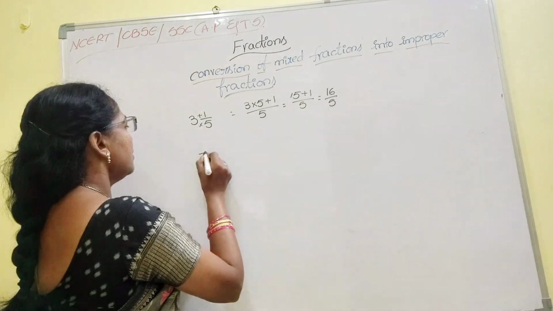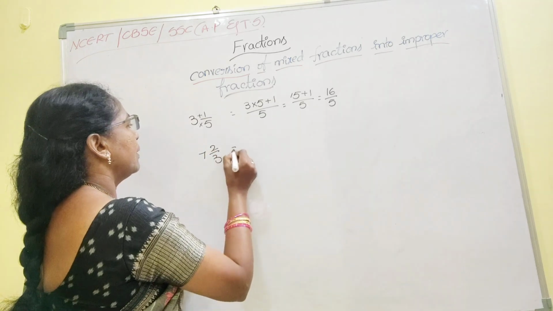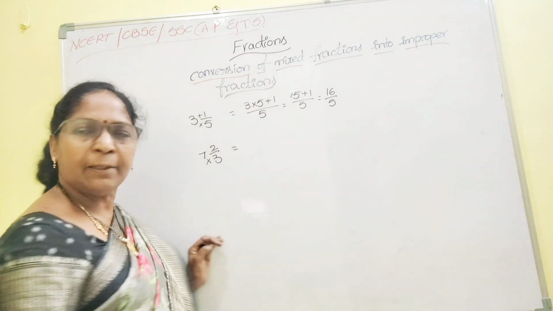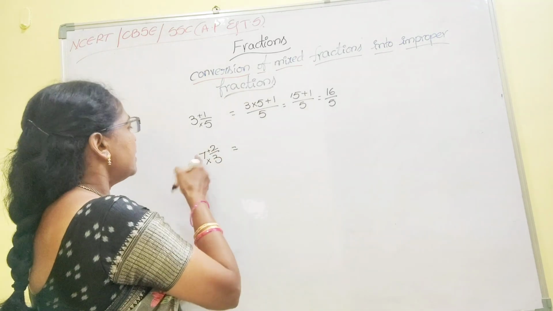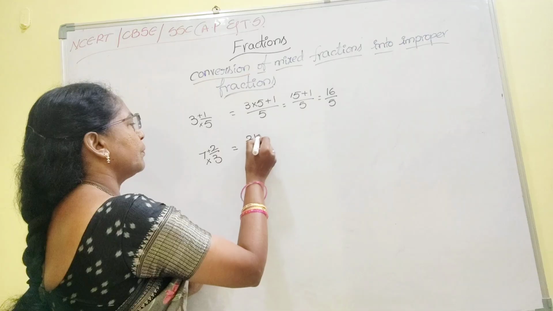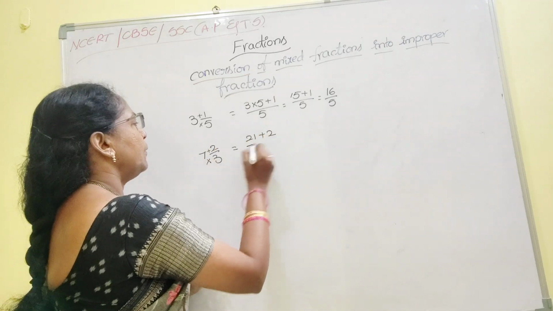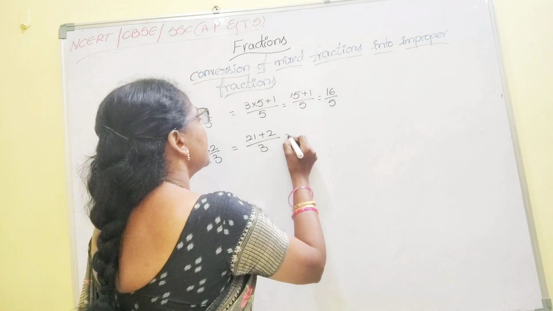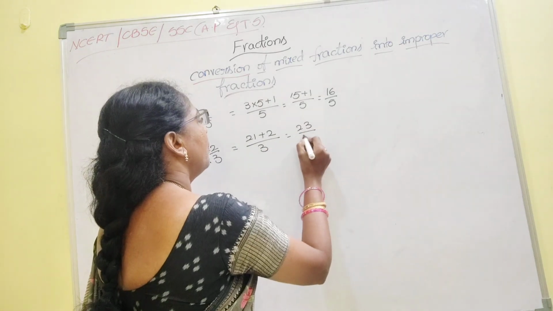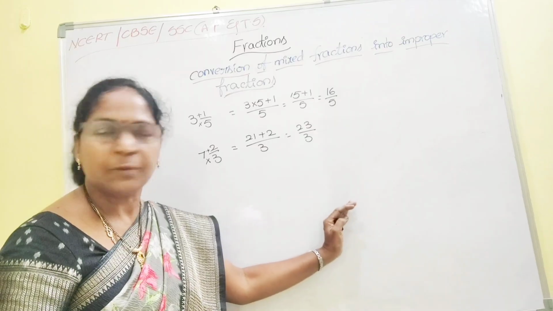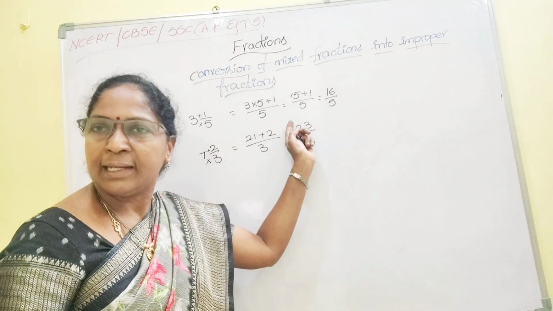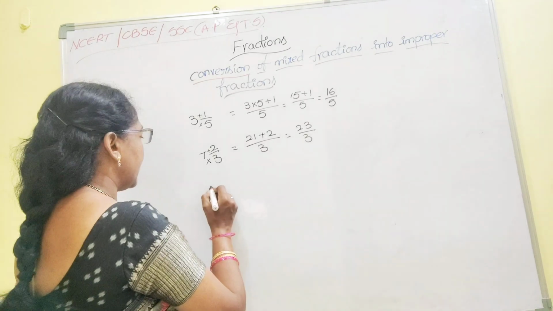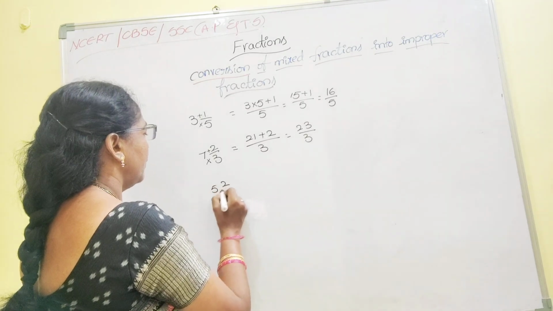One more example, 7 2 by 3. Now how to convert? These two should be multiplied and then add the numerator. 7 3s are 21 plus 2, 22 divided by, as it is, the denominator, that is 3. 21 plus 2 is 23 by 3. This is the procedure. This is the starting learning process, and next you can write like this, directly you can write.